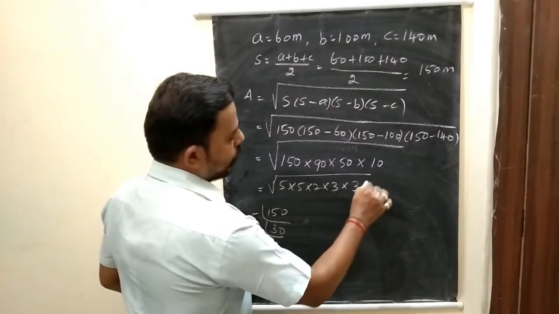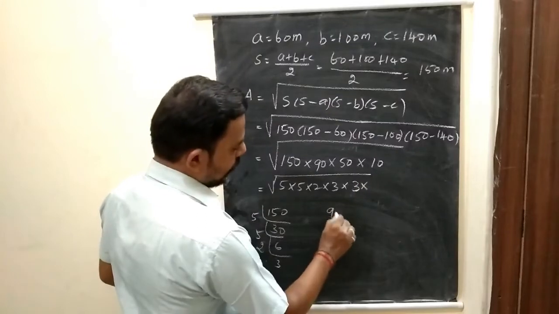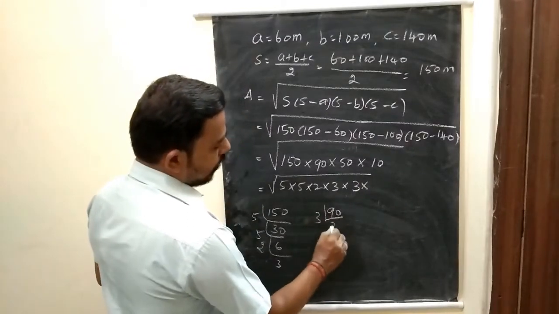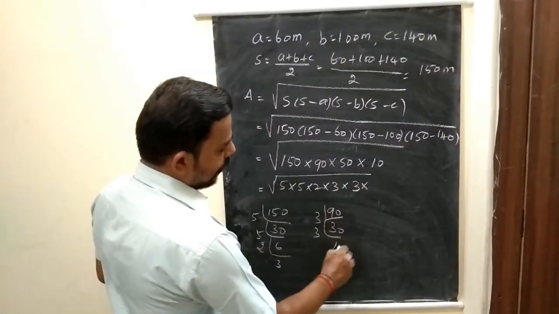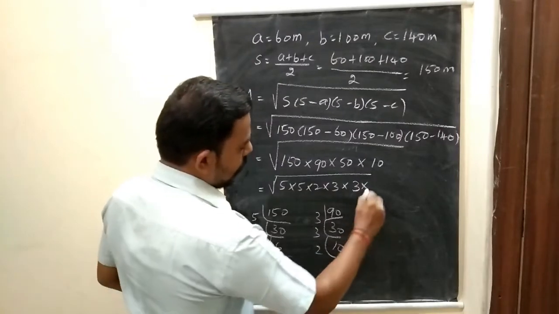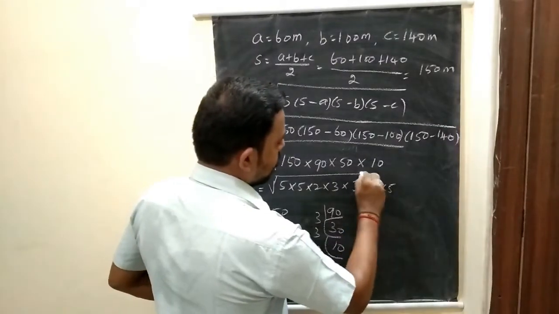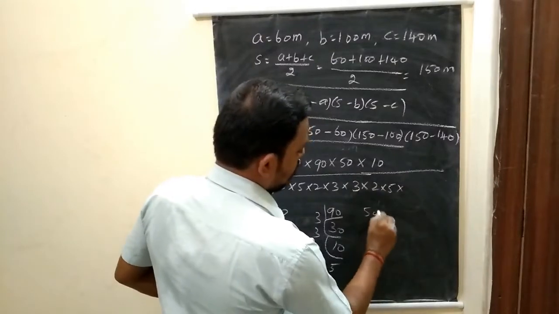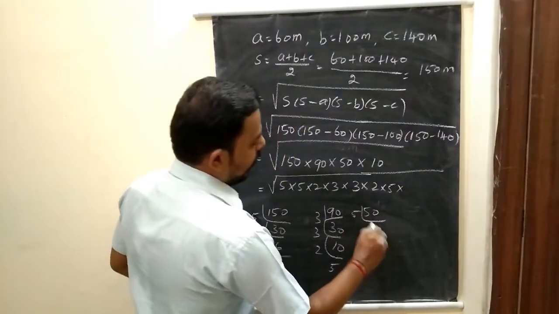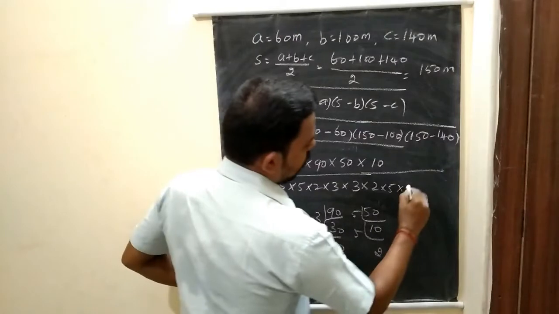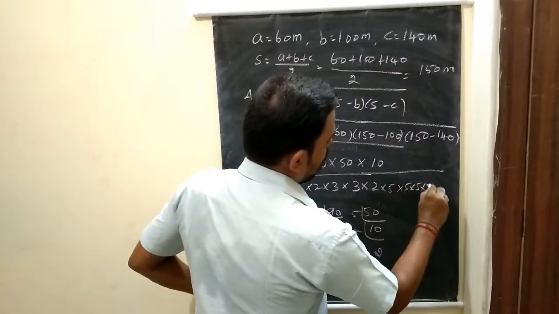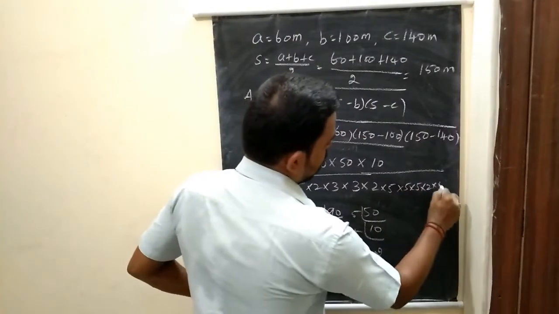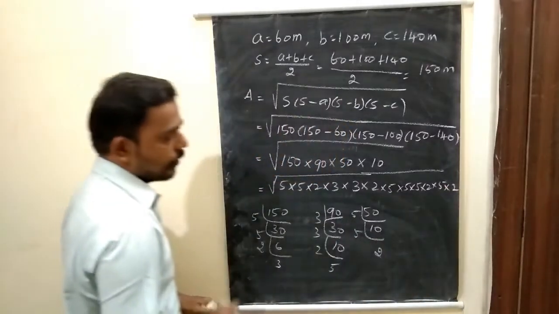Here for 90 we know that 3 into 30, 3 into 10, 2 into 5. So 3 into 3 into 2 into 5. For 50, 5 into 10, 5 into 5 into 2. For 10, 5 into 2.